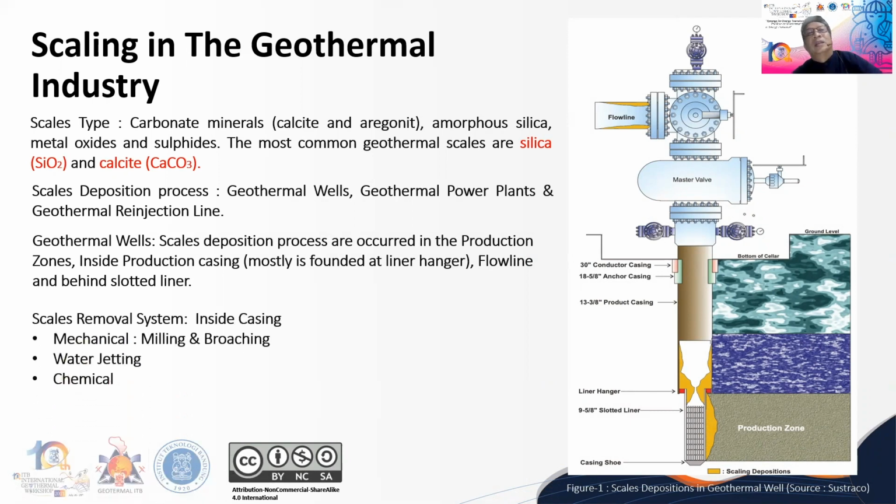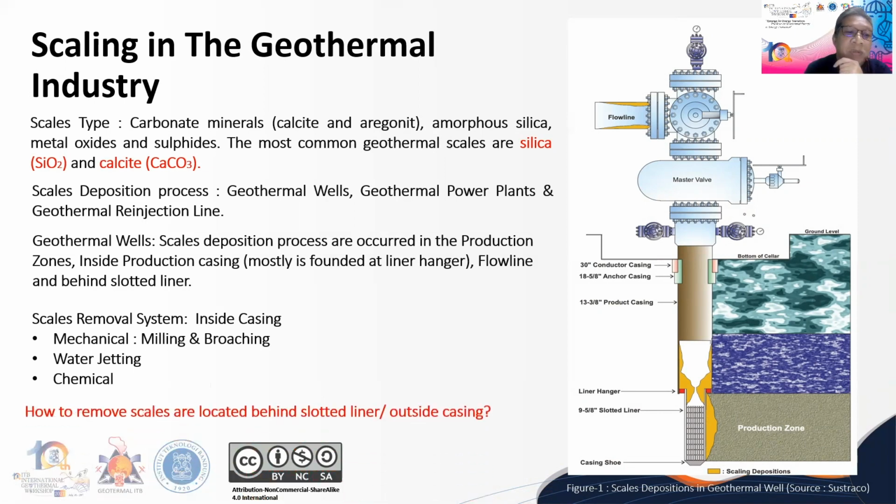We have many mechanisms to remove the scale, but normally the systems only remove the scale inside the casing. We know that with mechanical methods, we could mill and broach the scale out, or we use water jetting or chemicals. But the problem is how to remove scale located behind the slotted liner or outside the casing in this area.